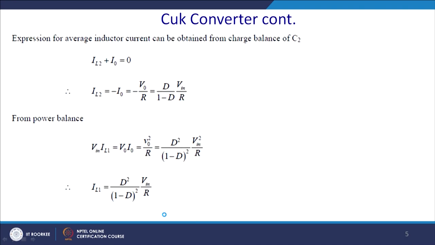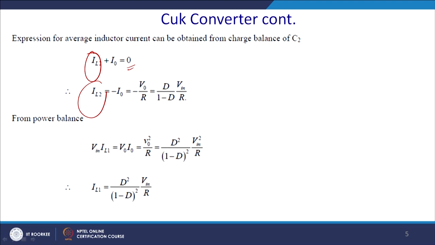From this expression, we assume that the current in L2 has a negligible ripple, and so IL2 plus I0 should be equal to 0. From there we can write IL2 equals minus I0 equals V0 by R, that is the average current, so D by (1 minus D) Vin by R.